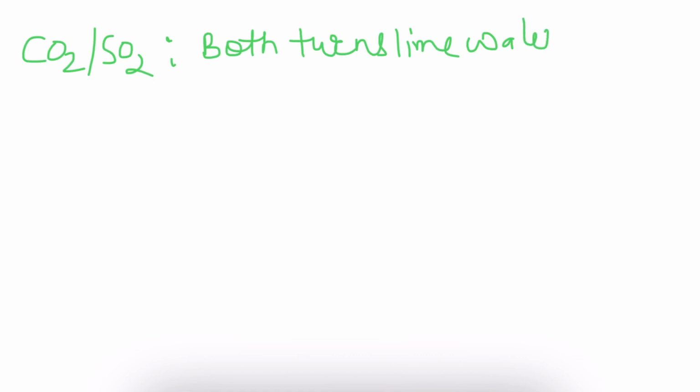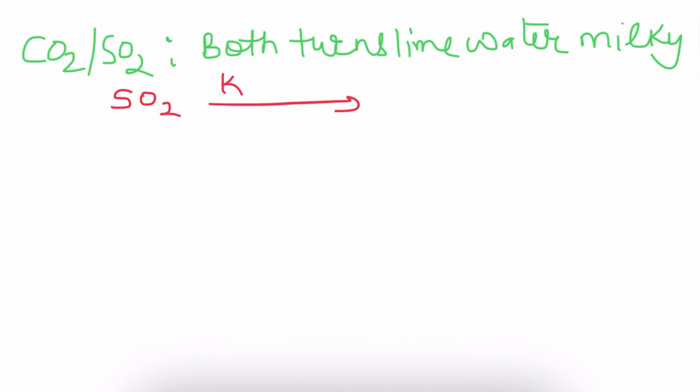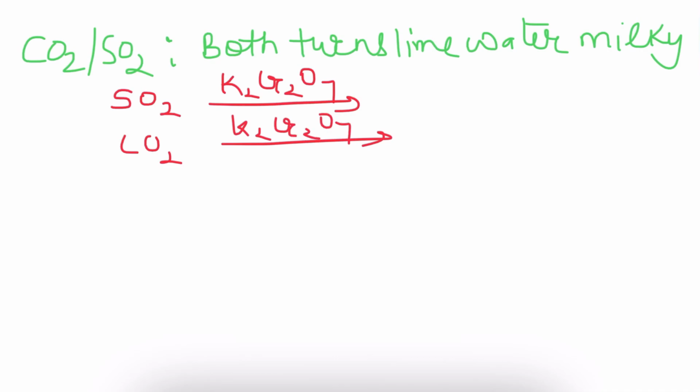Then how do we identify whether the gas produced is carbon dioxide or sulfur dioxide? We bring the gas in contact with potassium dichromate paper. If this paper turns green, then the gas is sulfur dioxide. In case of carbon dioxide, there will be no change in the color of potassium dichromate, which is originally orange.